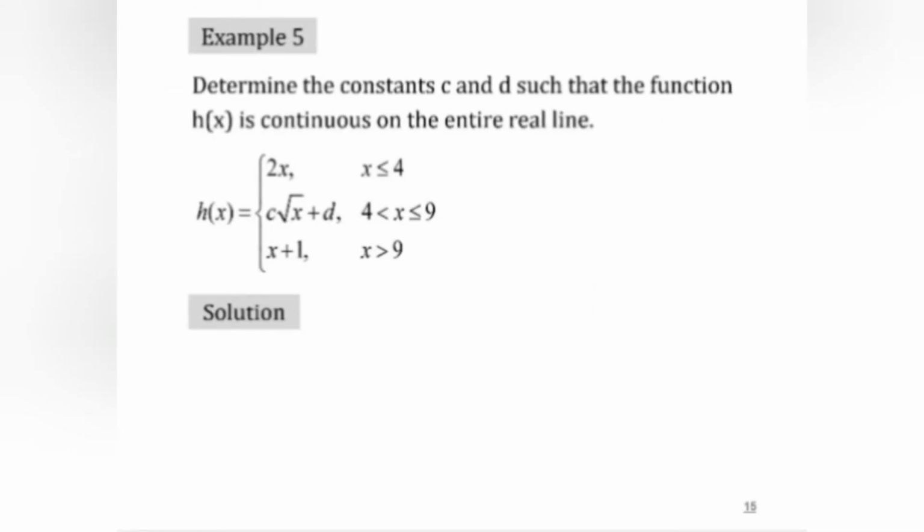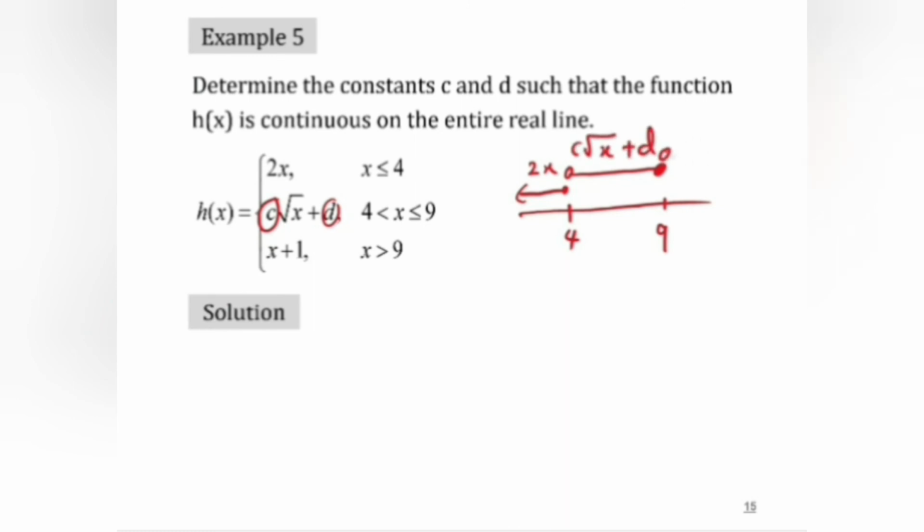Example 5. Determine the constants c and d such that h(x) is continuous on the entire real line. If you look here, there are 3 different functions of h(x), so it's better to draw the number line and label the function first. We have x, 4 and 9. For x less than or equal to 4, the function is 2x. For x greater than 4 and less than or equal to 9, the function is cx plus d. For x greater than 9, the function is x plus 1.